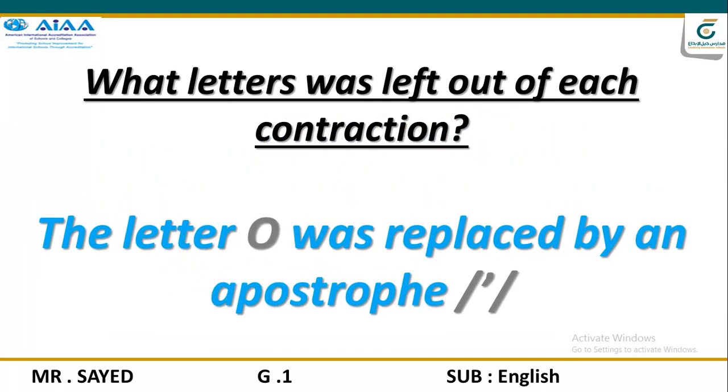The letter O was replaced by an apostrophe. Okay? When we write a contraction like cannot, it was C-A-N-N-O-T. It became C-A-N apostrophe T. Okay?